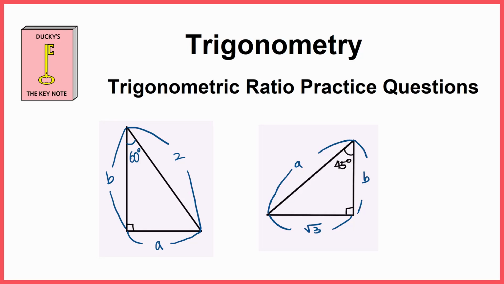Hello everyone. This lecture video gives examples of trigonometry questions with sine, cosine, and tangent ratio. Before we look at the specific examples, please note that the trigonometry calculation can only apply to the right triangle where one of the angles is 90 degrees.